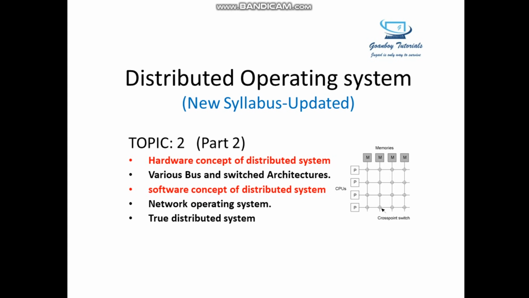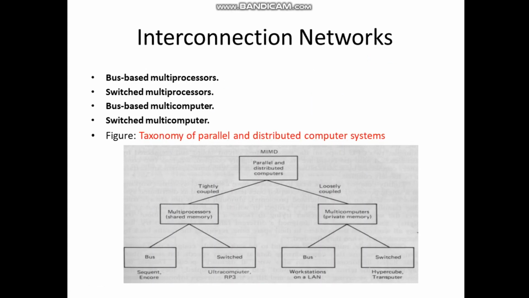In the last tutorial, we have seen various classification of distributed operating system, tightly coupled and loosely coupled systems. Today we will see various bus and switch architectures, software concept of distributed operating system. Under this we have network operating system and true distributed system. Under bus and switch architecture, we have interconnection networks. Under this we have bus-based multiprocessor, switched multiprocessor, bus-based multicomputer and switched multicomputer.